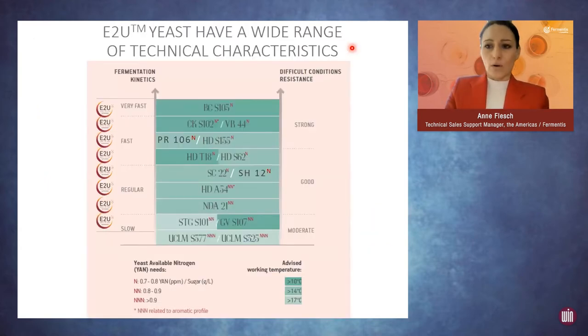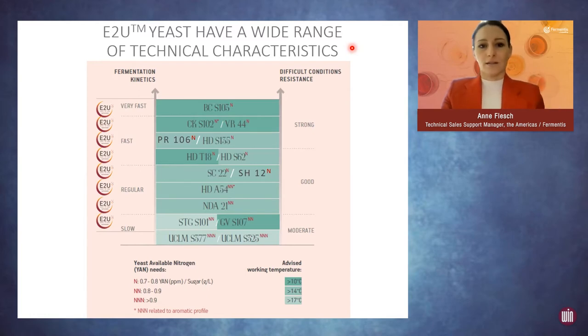What's interesting also to know is that a strain is not easy-to-use certified because it is a resistant strain, because it is what we call a workhorse yeast. It is easy to use because of the quality of the production of the active dry yeast and the quality of the product.